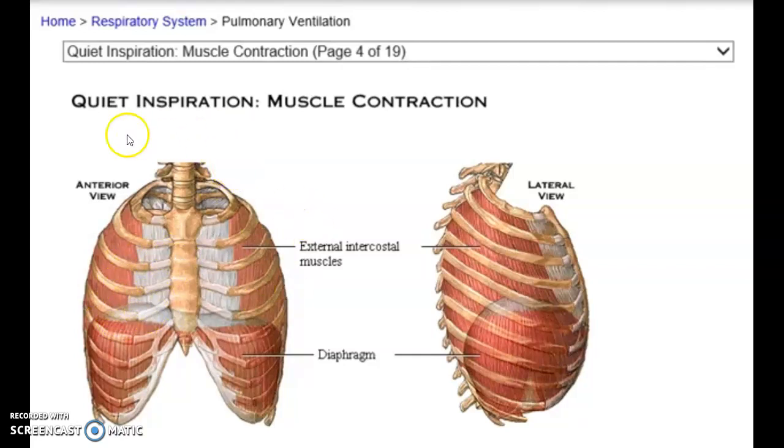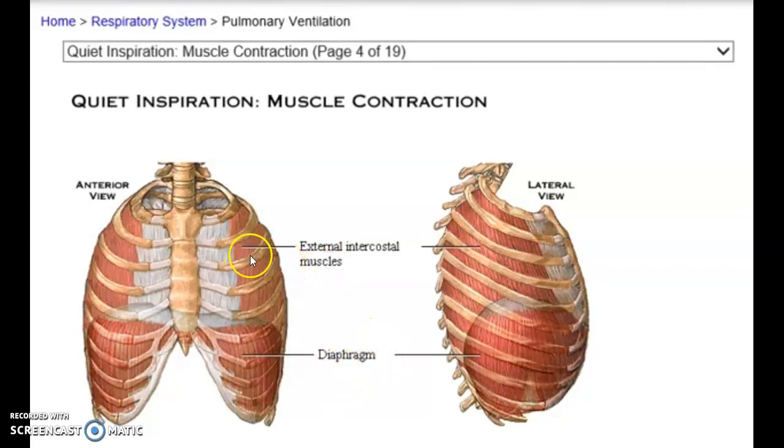Now in quiet inspiration, which would be just your normal breath, not a forced breath, like when you're exercising, but just sitting there breathing and inhaling, and inspiration and inhaling are the same thing. What has to happen for air to come in through a tidal volume breath? Well, here we have muscles involved. We have the external intercostal muscles between our ribs, and we have our diaphragm.